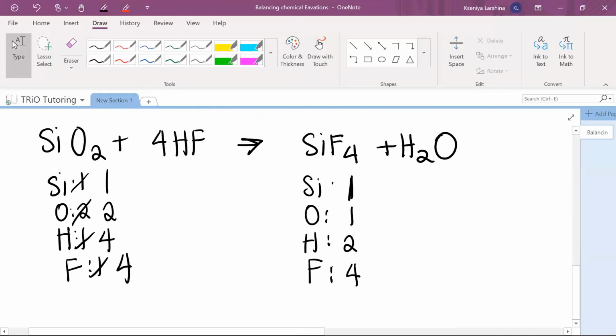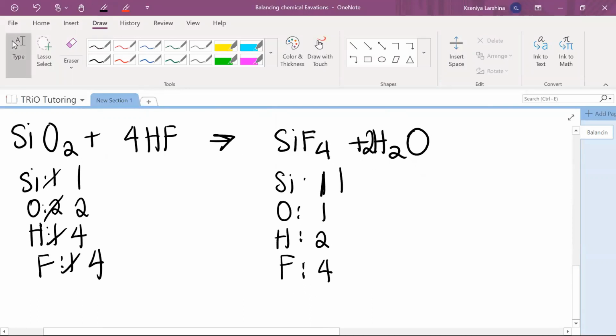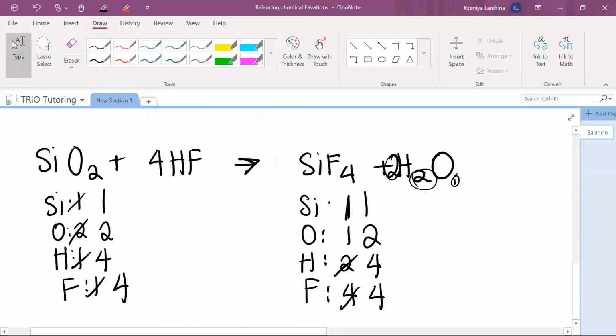The hydrogens here still remain the same. So in order to change that and get the right amount of hydrogens as we have on our reactant side, multiply this by 2. So we still have our 1 silicon. We have now 2 times 1, since this would always be 1. Now we have 2 times 1 for our oxygen, so that is now 2, the same as our reactant side. Then 2 times 2 is our 4 for our hydrogen. And now we still have 4 from our fluorine. And that's our new balanced equation.